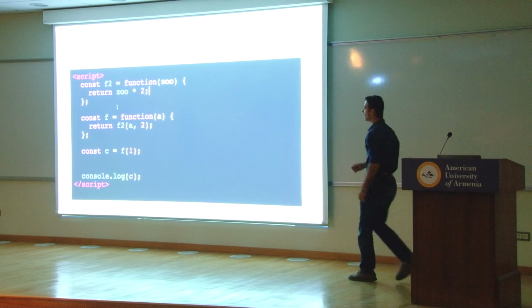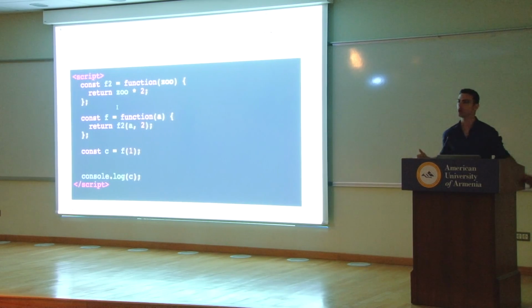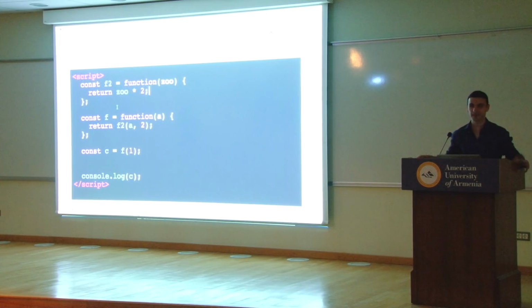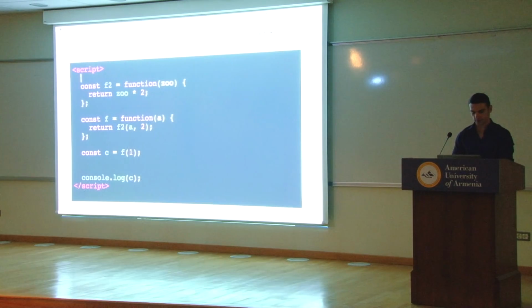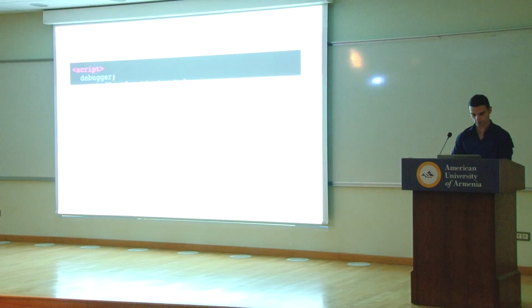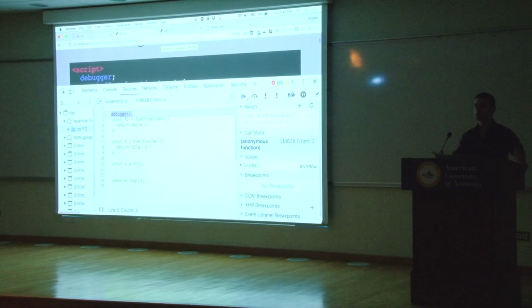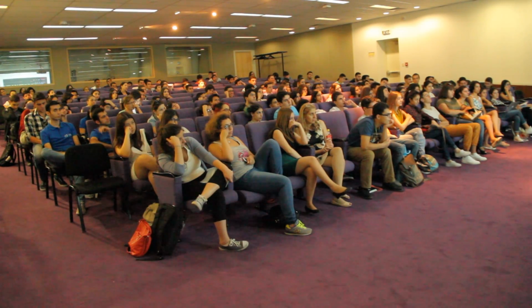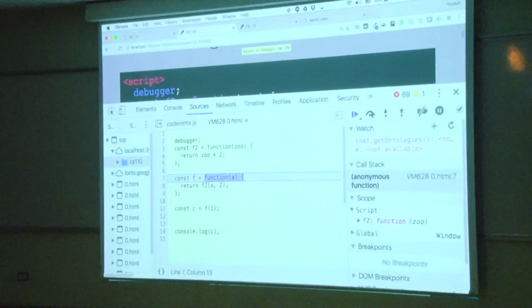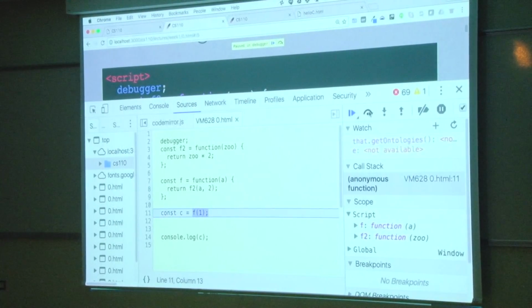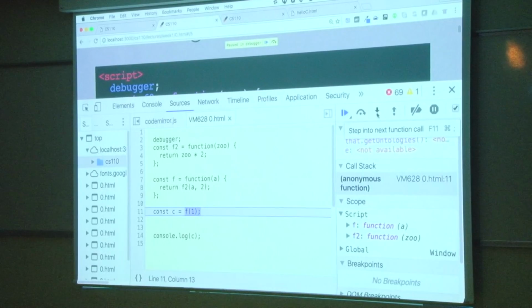Okay. What's a good way to understand this code? And how can we see what's happening? Use a debugger. All right, good. So we open up a debugger. Let's see exactly what's happening. We create a function and name it F2. We create another function. We name it F. We call F with a 1. Let's step inside to see what happens.